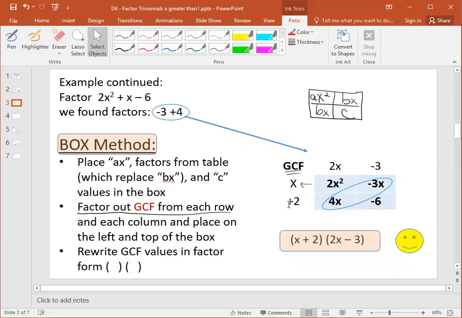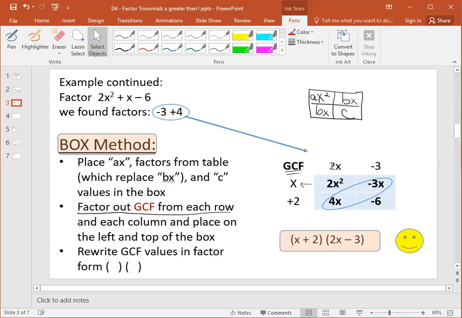This is positive. Okay, now I'm going to do the same thing for the columns. 2x squared and 4x. Well, from the numbers, the most I could pull out is 2. From the x's, the most I can pull out is one of the x's, so I have 2x. And then when I look at the second column, I have a negative 3 and a negative 6. So I can take the negative 3. I want to pull out the negative because the negative is out front.